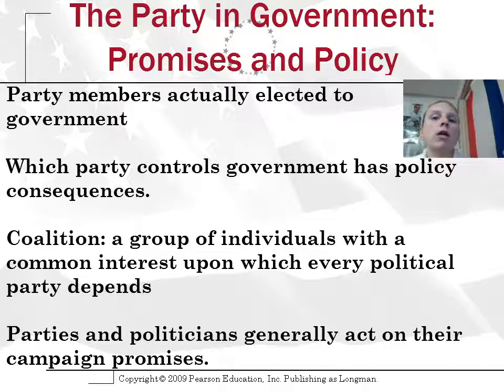What are the types of people that get them into office? Coalitions. Parties depend on them to get elected, and it's just a group of individuals that have some type of common interest upon which the political party depends.